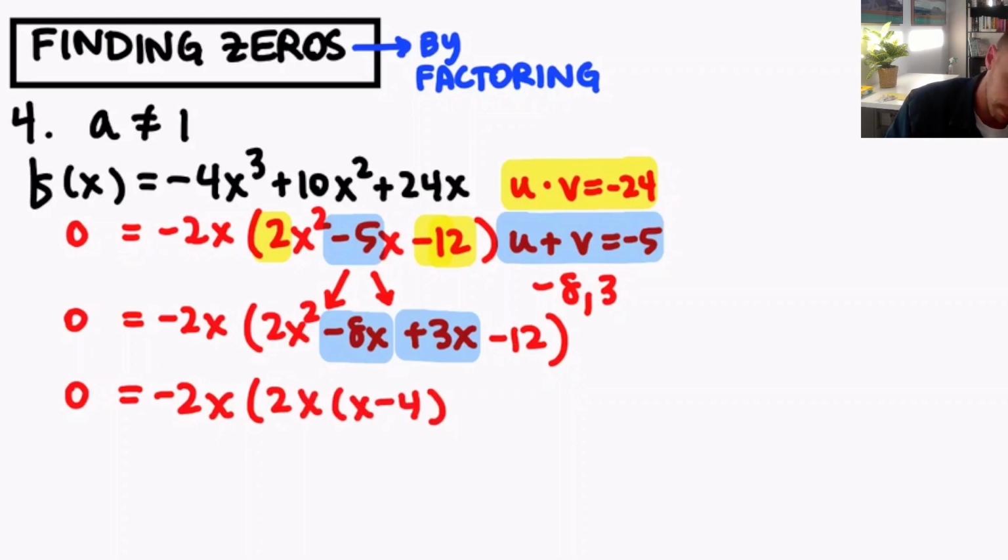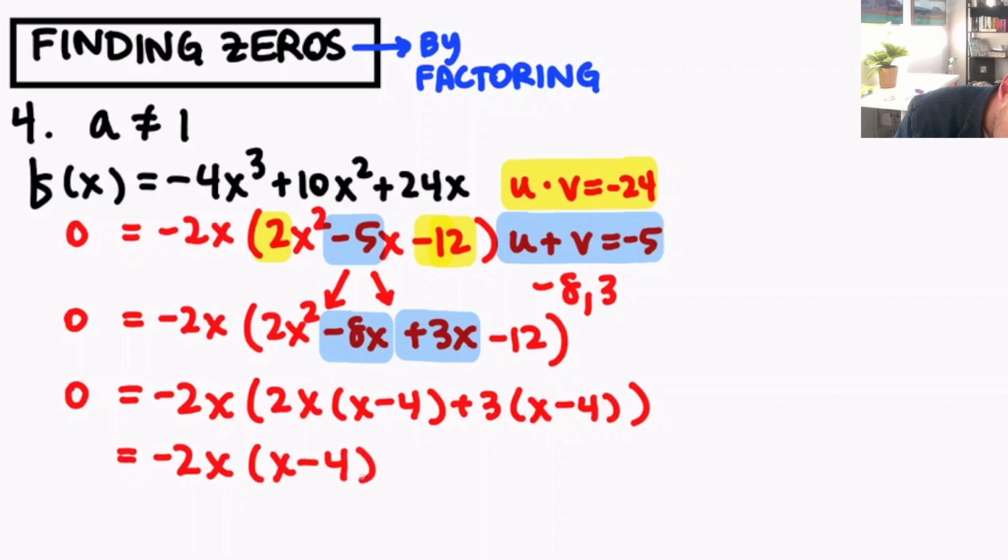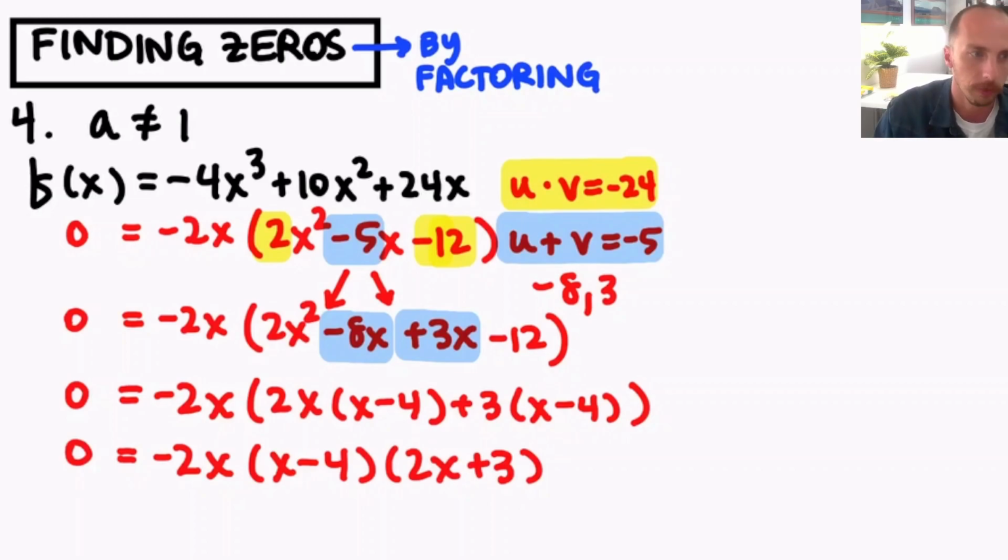And then 3x and negative 12, there's a 3 common to those. And then I'm left with an x minus 4, which is exactly what's supposed to happen because I need to factor out that x minus 4. So negative 2x times x minus 4, and then I'm left with a 2x plus 3. That's going to equal 0. So now I've got my factors.